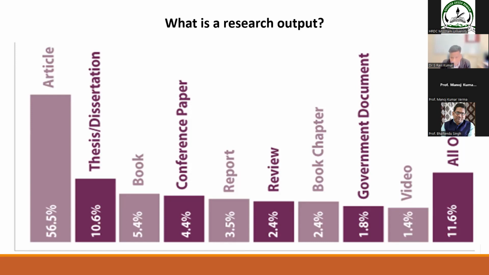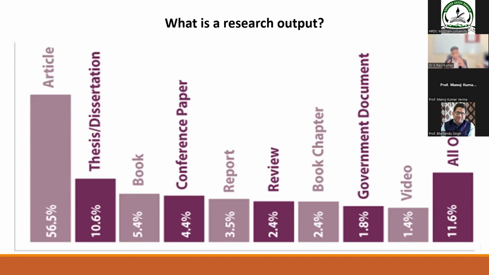Next is reviews, other book chapters and government documents, videos, and other 11% is other documents which are not covered here. It may be a newspaper, it may be a blog, it may be a wiki document, all those things. These are all called the research output.